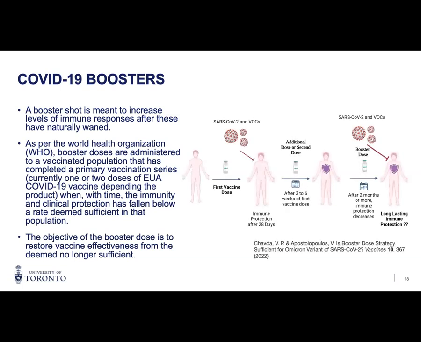So first, we have the first vaccine dose that we all get, which is part of the primary series. Then about 28 days later, we get the second dose, and that is when we complete our primary series for the COVID-19 vaccines. And after 2 months or more, immune protection decreases, and that's when we can get the booster dose. And I'll talk more about the different kinds of boosters.